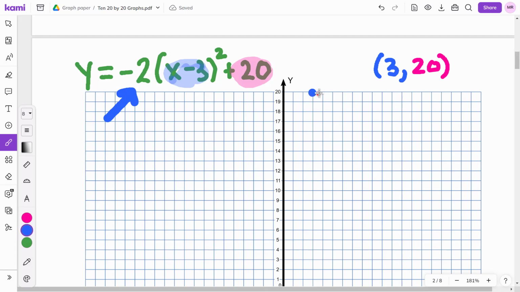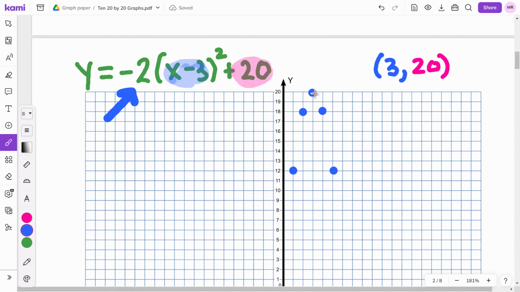So I'm going to go over 1 from my vertex. 1 squared is 1, but I'm going to times that by my stretch of -2, and that means I'm going to go down 2. I'm going to go from my vertex out 2. 2 squared is 4. I'm going to times that by a -2, so I'm going to go -8. 1, 2, 3, 4, 5, 6, 7, 8. Same on the other side.